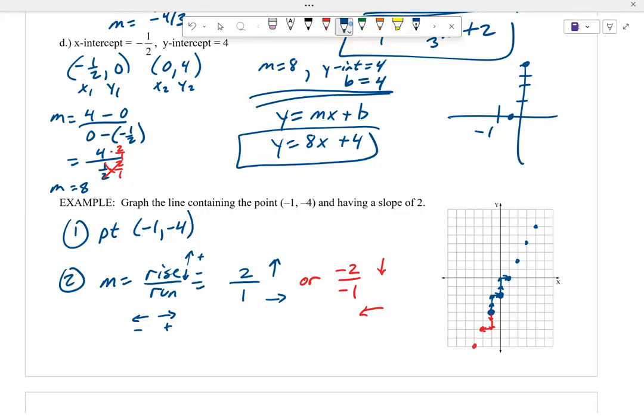See how they're still on that line, if I go up 2, right 1, or if I go down 2, left 1, right? So that's how we're going to go ahead and graph a line containing a point and a slope.